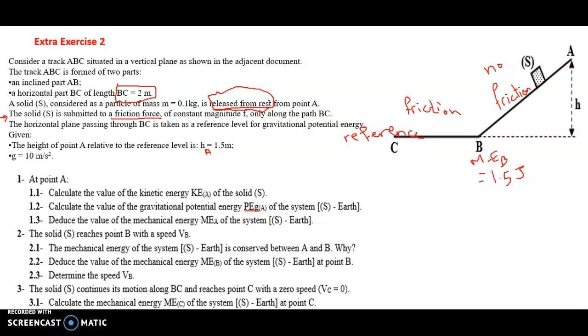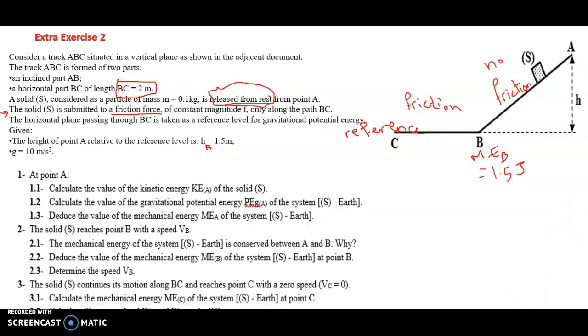The horizontal plane passing through BC is taken as a reference level for gravitational potential energy, given that the height of point A relative to the reference level is HA equals 1.5 meters and g equals 10 meters per second squared. So at point A, calculate the value of the kinetic energy of the solid S.